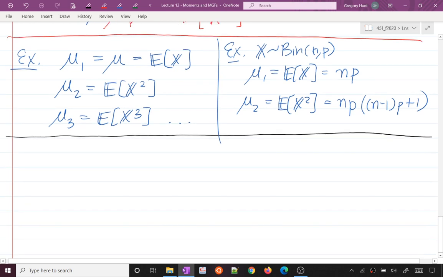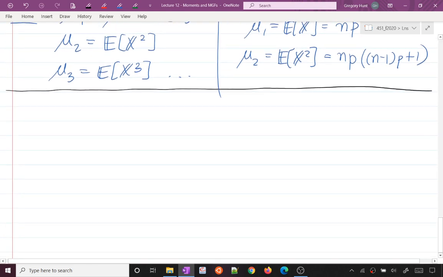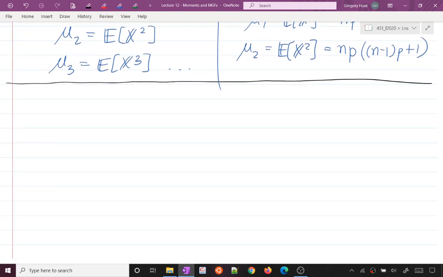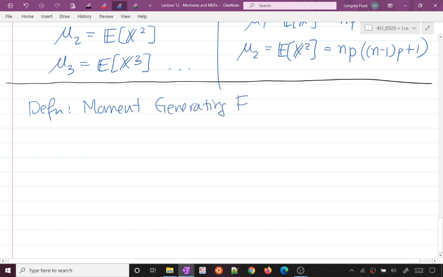Another way that these moments are going to be important is that they're related to what's called the moment generating function. So this is a bit of a weird beast. Let's give a definition, and then I'll tell you why I think it's important, and we'll see in this course why this moment generating function can be important. So, definition. Moment generating function. And this is typically denoted as MGF.